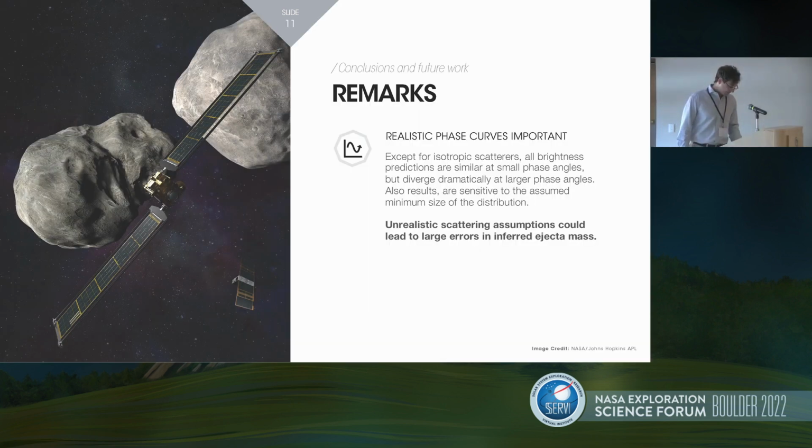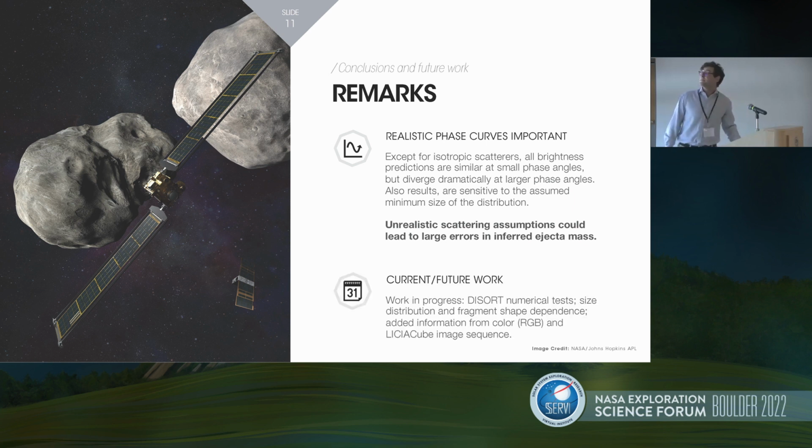So what have we learned? With the exception of isotropic scatterers, all brightness predictions are similar, within a factor of about 2, at small phase angles, so their tau, optical depth, can be linked to plume areal mass. However, results diverge dramatically at larger phase angles. In other words, inferred ejecta mass estimates here would also diverge, and results are sensitive to the assumed minimum grain size of the distribution. Therefore, adopting a realistic scattering properties model for ejecta particles is critical for accurately interpreting and understanding observations of the DART impact.